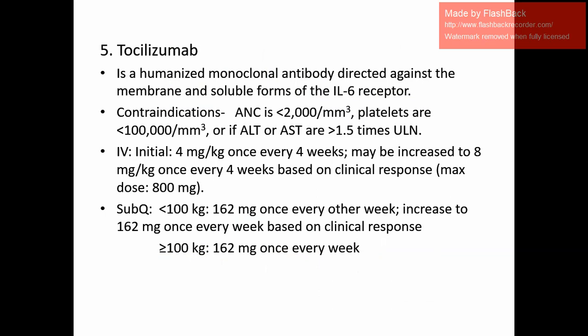The contraindications are an absolute neutrophil count less than 2000 cells, platelets less than 1 lakh cells, or ALT or AST more than 1.5 times the upper limit of normal. The dosage is IV, initial 4 mg per kg once every 4 weeks. It may be increased to 8 mg per kg once every 4 weeks based on clinical response. And remember, tocilizumab is a biological DMARD. It should not be used in conjunction with other biological DMARDs because the risk of infection will become profound.